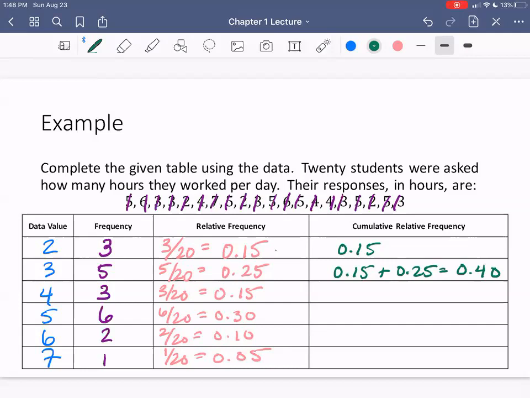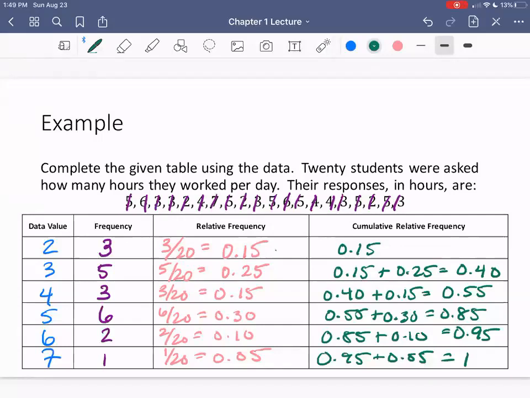Now I keep going. So this 0.40 goes here, and I'm going to add it to this 0.15 plus 0.15. This gives me 0.55. So this says that 55% of my data come from either a 2, 3, or 4, 55%, which means that 45% are still to come. So I'm gonna pause this and you keep going, and then you're gonna know something.